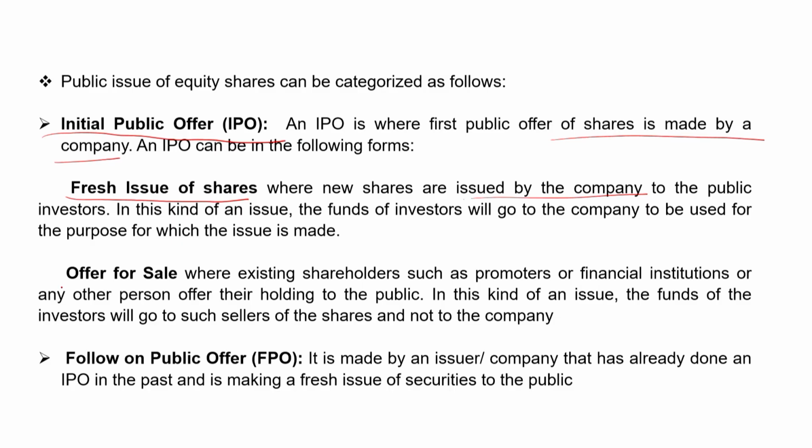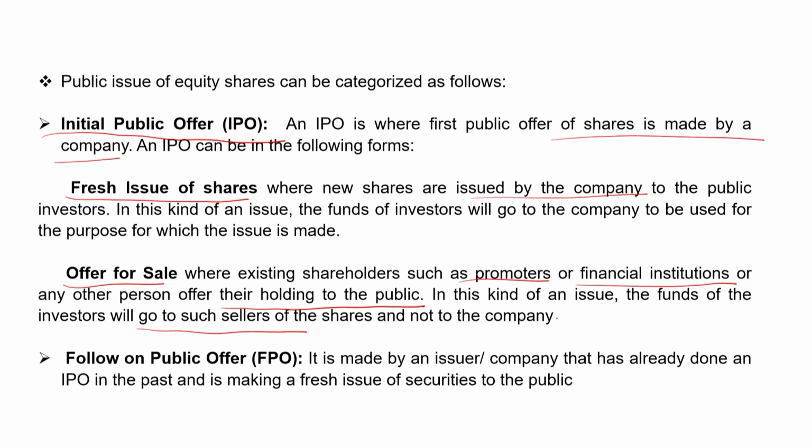Now let us understand another form of issue, which is known as the offer for sale. Offer for sale is a kind of issue where the existing shareholders of the company, who may be a promoter, a financial institution, an underwriter or a merchant banker, offer their shareholdings to the general public. In this kind of issue, the funds of the investor will go to such sellers of the shares and not to the company. That means existing shareholders who want to minimize their shareholding in the company can sell their shares in the security market through an offer for sale.